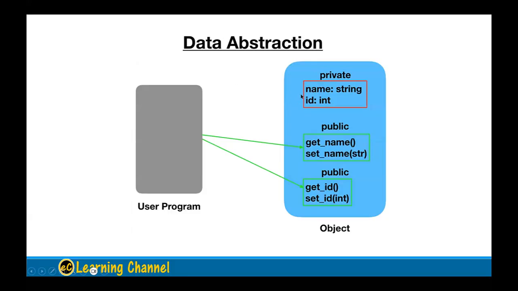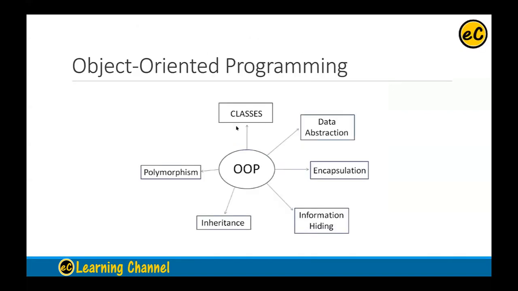And then data abstraction is when you are hiding your data in an object. We call it data abstraction. So you only know about this object, but it has data fields, name and ID. Okay, then that probably becomes a user or student object. Okay, this is data abstraction.